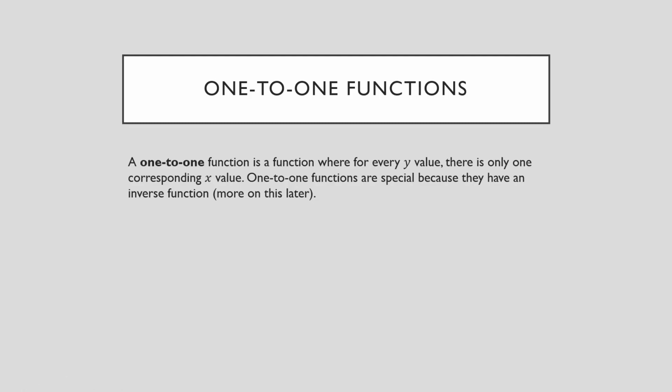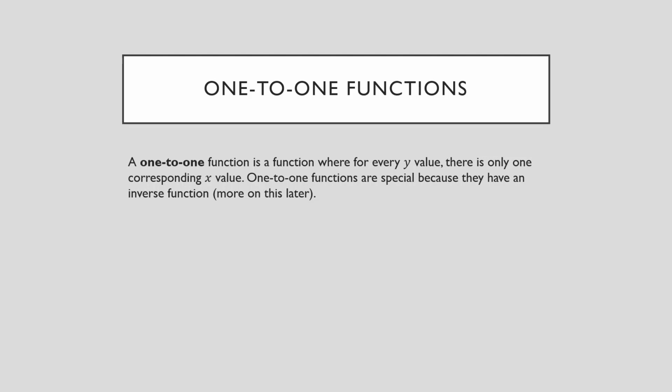A one-to-one function is a function where for every y value there is only one corresponding x value. Okay, so it's sort of like the reverse property of testing for whether or not a relation is a function. Remember, for something to be a function, that means for every x value, there's only one corresponding y value. Here we've just flipped that around and we say for every y value, there's only one corresponding x value. That means your function is one-to-one.